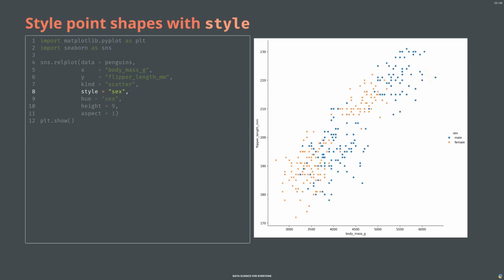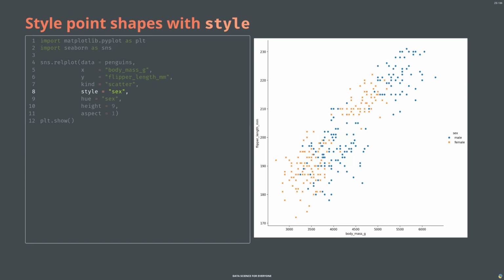The next customization we'll look at is point style. You can use the style parameter to change the shape of the points based on a variable in your dataset. In this scatterplot, which we have seen before, we are already using hue equals to sex to color the points based on penguin sex.